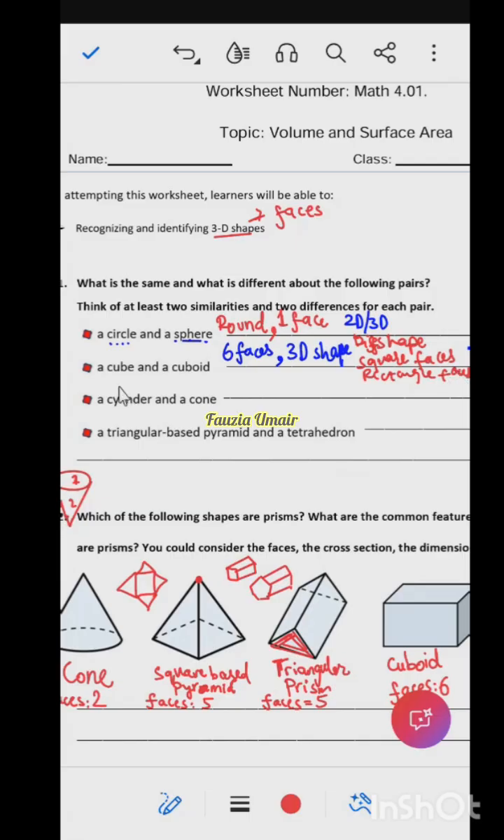Cylinder and a cone. This is cylinder. The similarity is that both have circular faces. Very good. So this is one similarity that both are having circle as a face. दोनों के पास सर्कुलर फेस है. कोन के पास भी सर्कुलर फेस है और सिलेंडर के पास भी सर्कुलर फेस है. What are the differences?